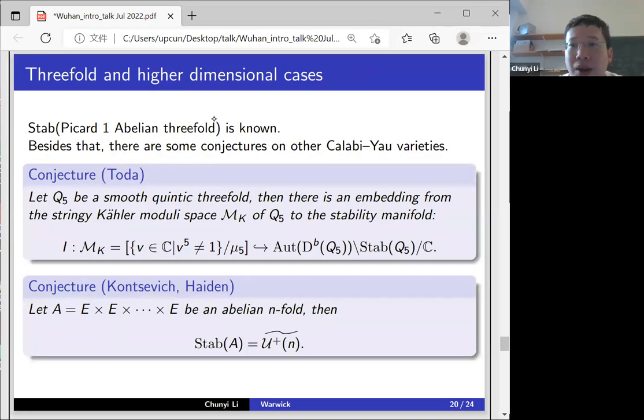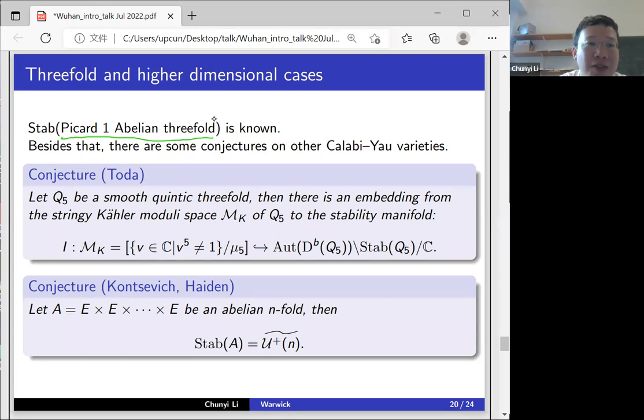And then I will finish the talk with the three-dimensional case. In that case, we know much less, because even for most of the cases, the stability manifold is not known to be non-empty. But still, we're very lucky that in one case we know the whole stability manifold. That's the Abelian threefold, Bayer's number 1. And also we have some conjectures for the cases when the varieties are Calabi-Yau, and those two are the main ones I thought most interesting.